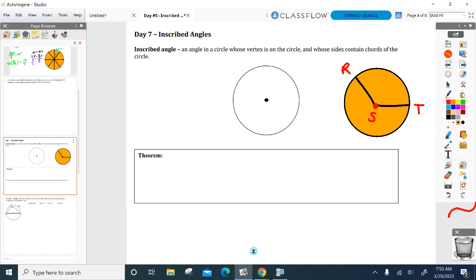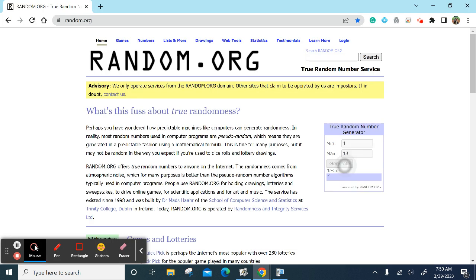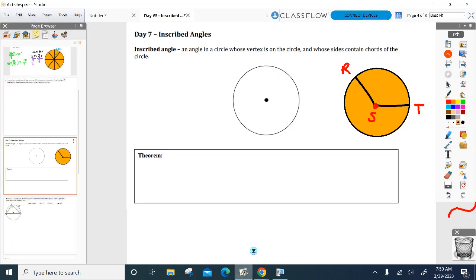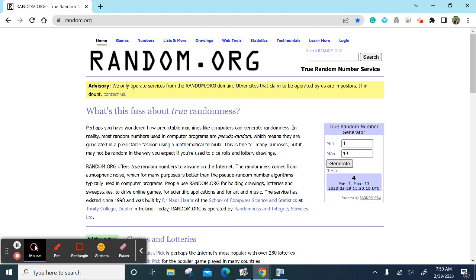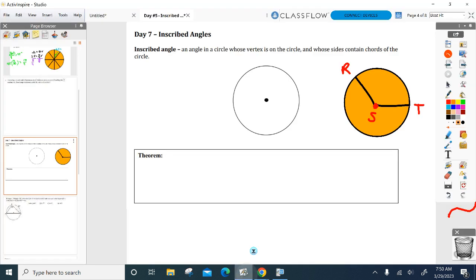But angle RST, if the vertex is at the center, what do I call that one? Come on. We got some reviewing to do tomorrow. Central angle. That's called a central angle. All right, when the center is the vertex.